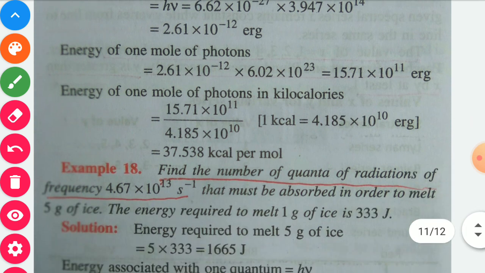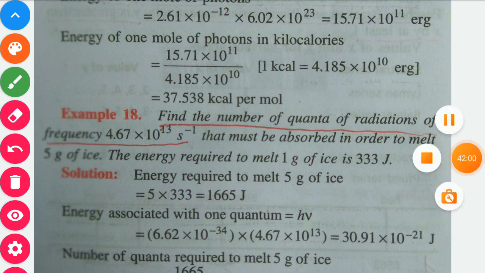Now next question: find the number of quanta of radiation of frequency 4.67 into 10 power 13 per second that must be absorbed in order to melt 5 gram of ice. The energy required to melt 1 gram of ice is 333 joule. Therefore for 5 gram, it will be 5 into 333, so it will be 1665 joule.